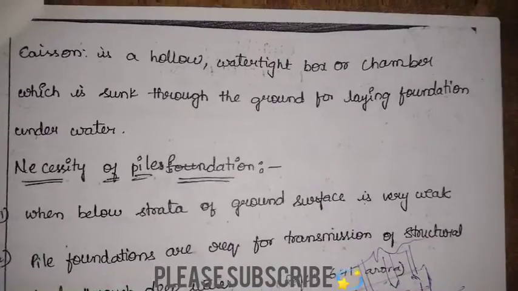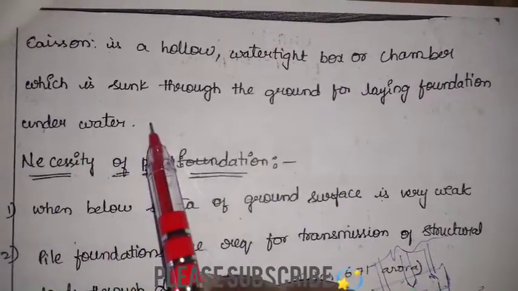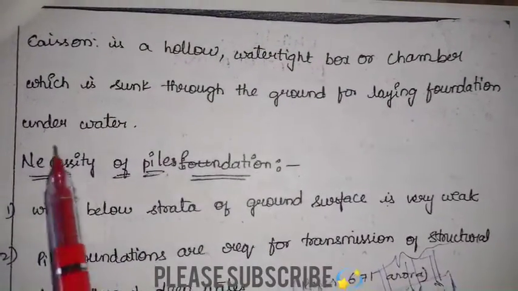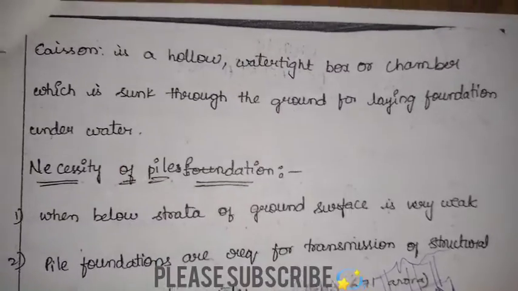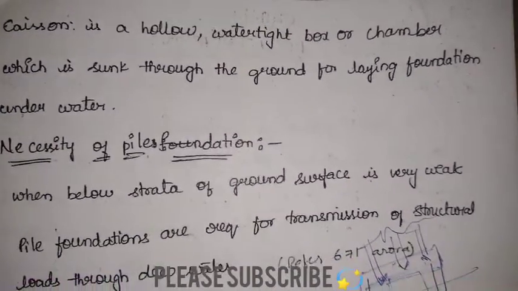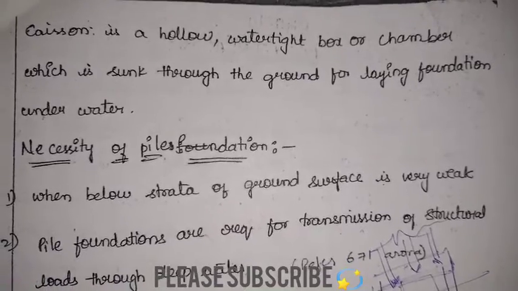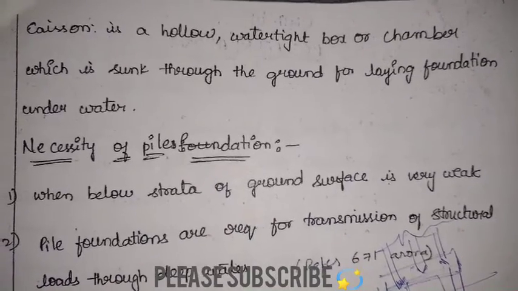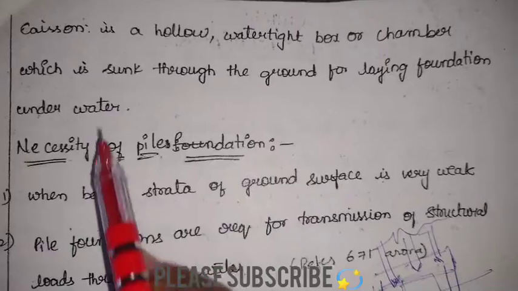And caisson is a hollow watertight box or chamber which is sunk through the ground for laying foundation under water. So whenever we are laying the foundation under water, we are forming a hollow structure or chamber which is a watertight box. We are calling it as caisson.